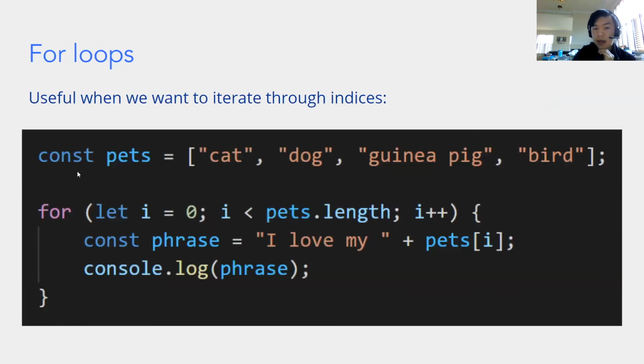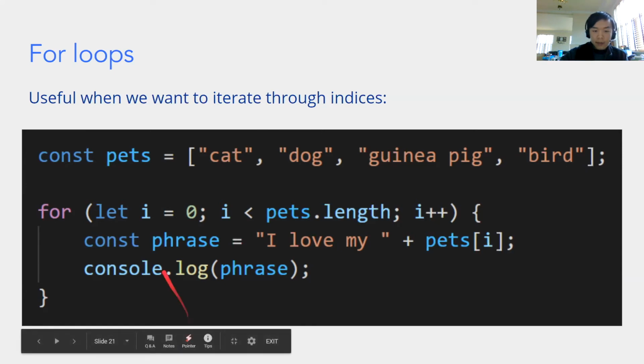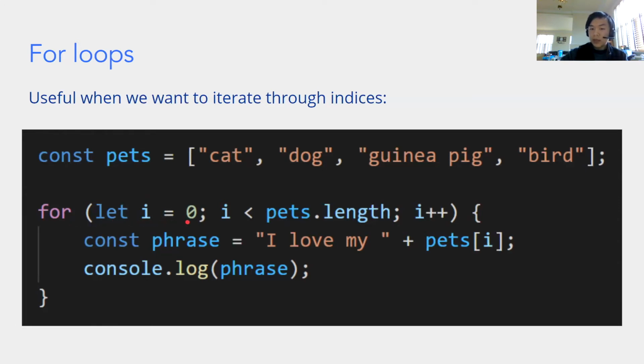Another control flow option we have are for loops. For loops are useful when we want to iterate through some list of indices. For example, if we have an array. This is the same array from before. I've just made it constant this time. No big difference. And so here we have 4 elements, all strings. And the for loop works as follows. I have this index i. At the beginning, it's 0. That's what this first chunk here means. This last chunk over here, i++, is a shorthand for every time I go through the loop, I will increase i by 1.